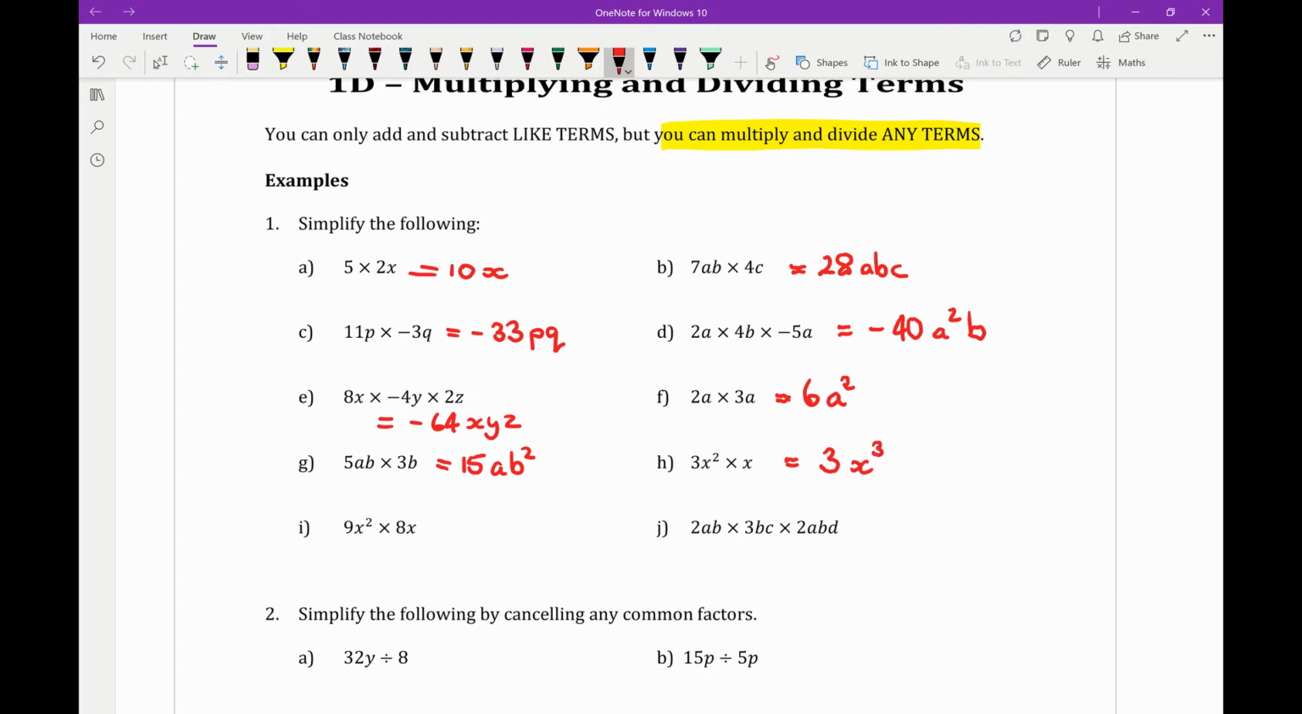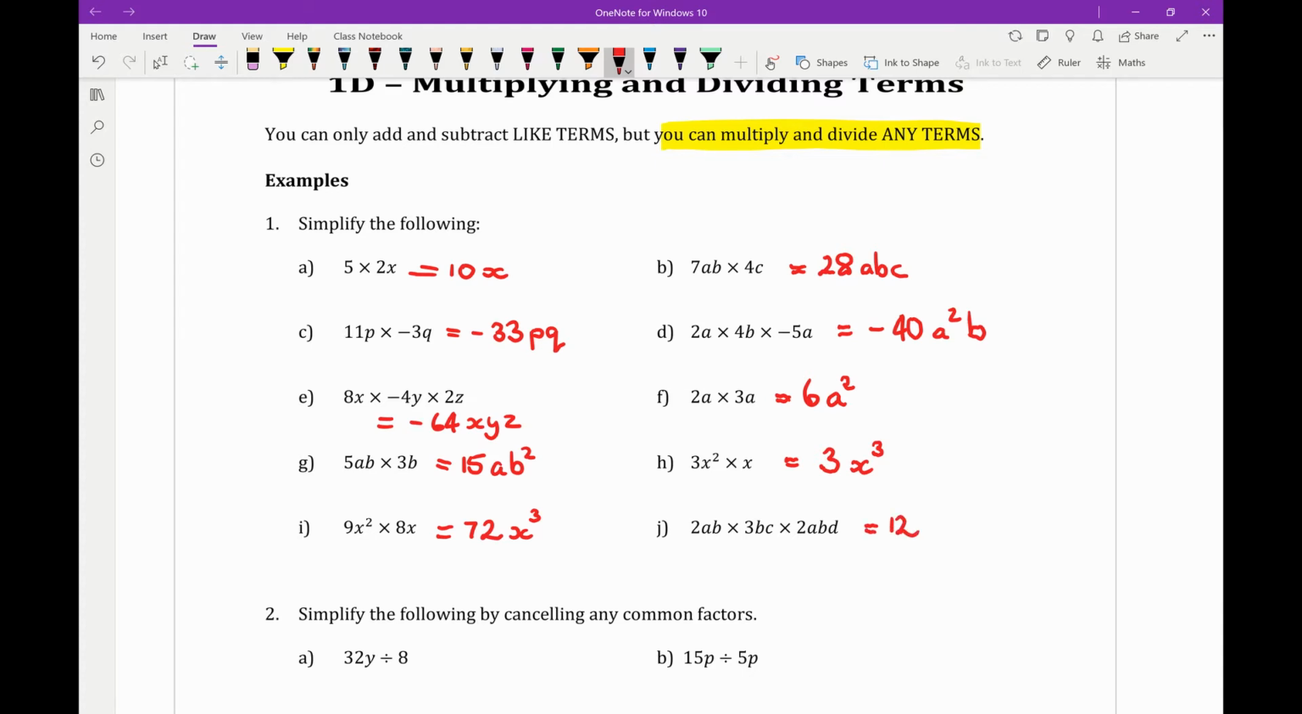Part I, 9x squared times 8x. Multiplying the numbers, 9 times 8 is 72. And x squared times another x makes 3 of them, so x cubed. J, multiply all the numbers. 2 times 3 times 2 makes 12.